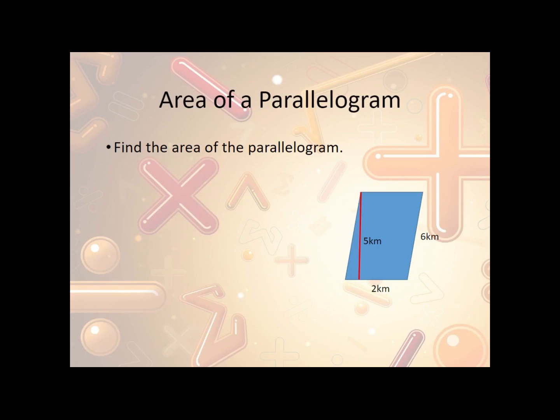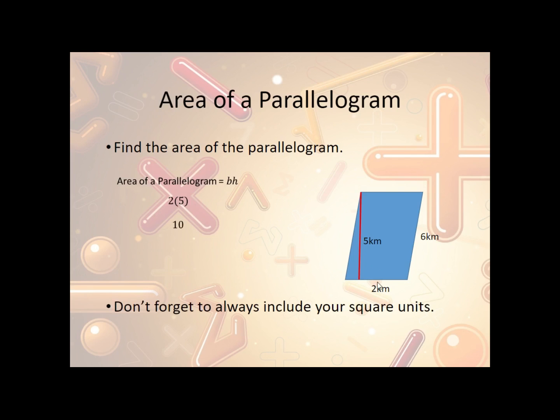Now let's take a look at how to find the area of a parallelogram. Now a parallelogram looks like this. It's kind of like a slanted rectangle. And the area of a parallelogram is the base times the height. Now the base, again, just like the triangle, is from the vertex to the bottom, which in this case is 2. So my base is 2. My height is 5. So I multiply 2 times 5 and I get 10.